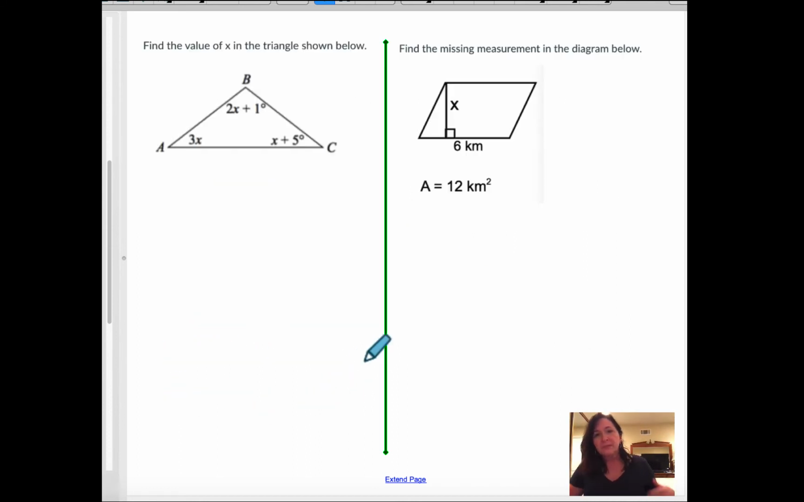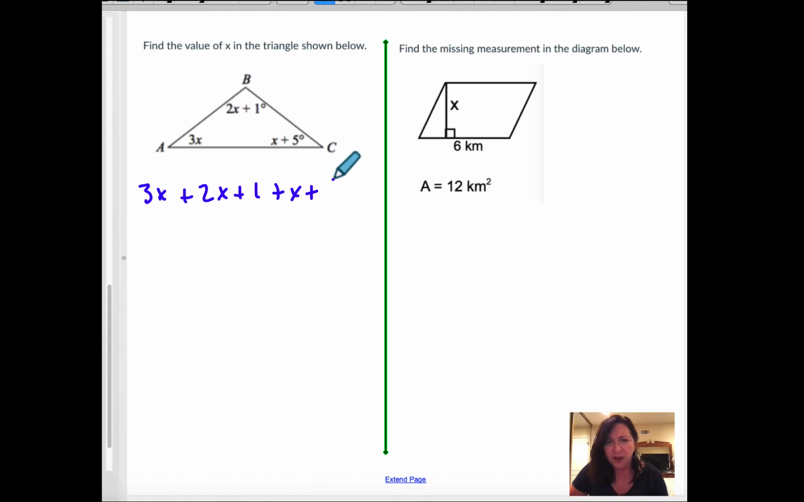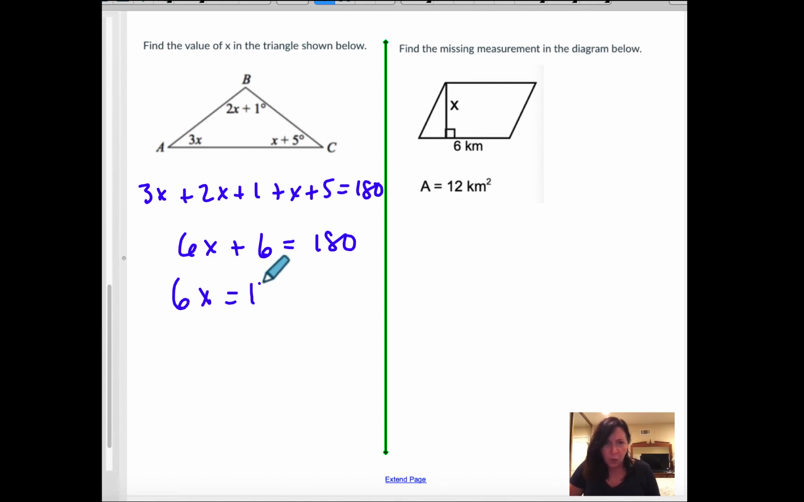Done. For this problem here, what we're doing is we are trying to find the value of x. We know that the sum of the angles in a triangle is 180 degrees, so we're just going to add them up. We're going to go 3x plus 2x plus 1 plus x plus 5 adds up to be 180 degrees. We've got 3, 4, 5, 6 x's, so 6x plus 6 equals 180. I'm going to go 180 minus 6. That's going to give you 174. But I want you to divide 174 divided by 6. And 174 divided by 6 is 29.